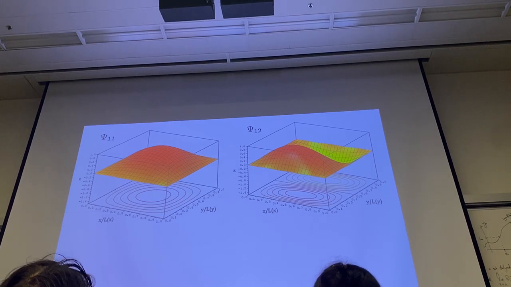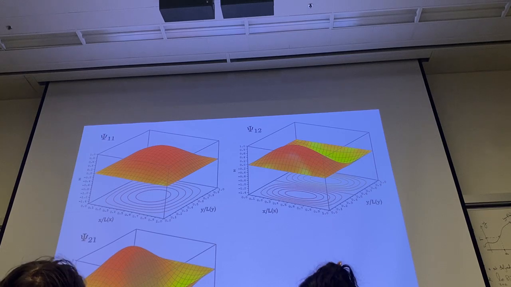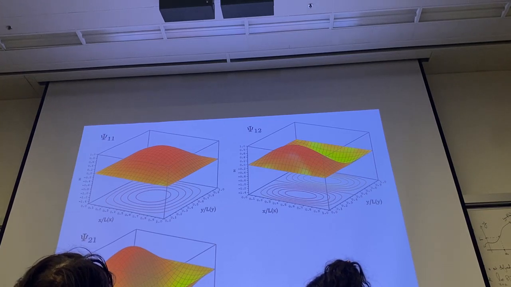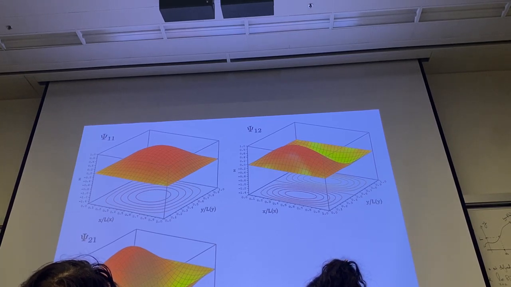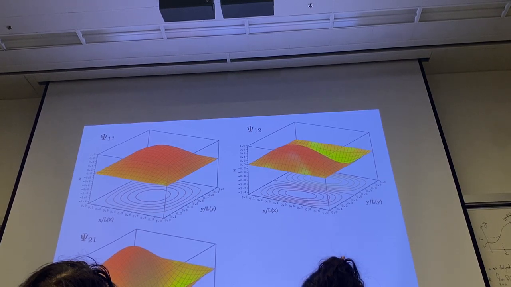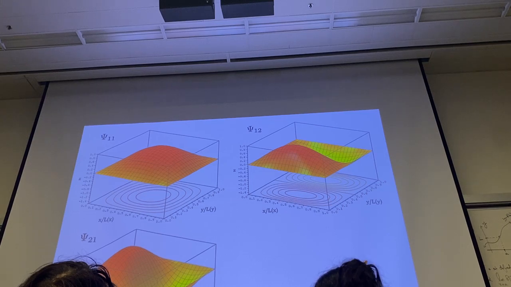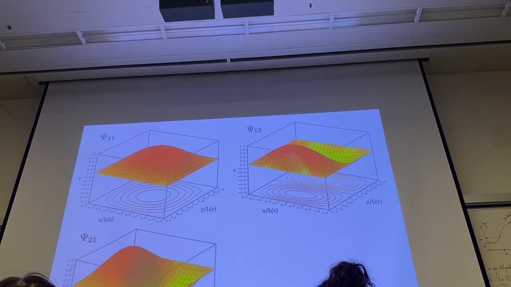What about the opposite? What if I take psi 2,1? Well, now the full swing of the wave happens along x, and along y, I only get half a wavelength. So it looks like so. These two functions, psi 1,2 and psi 2,1, have the same energy. They are degenerate. They are degenerate wave functions.